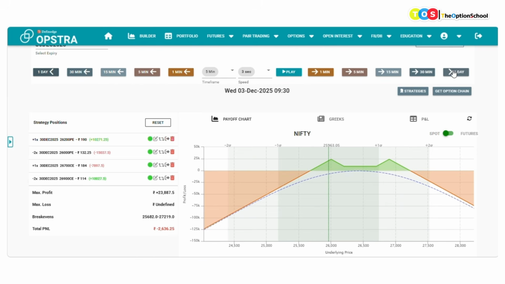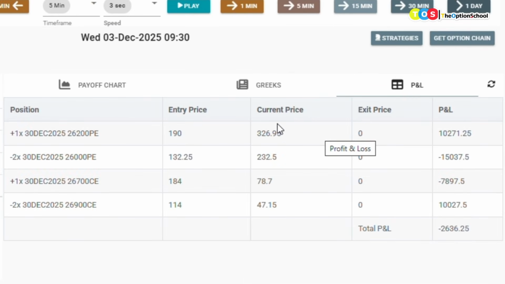Next day, this peak is breached and overall we are losing 2636 in this trade. Obviously now this is the time to do adjustment. So now what we will see, if this is my put pair wherein it is giving me 10,000 rupees, this is losing 15,000 rupees. So I am losing around 5,000 rupees on the put side and I am making around 2,200, 2,300 on the call side.